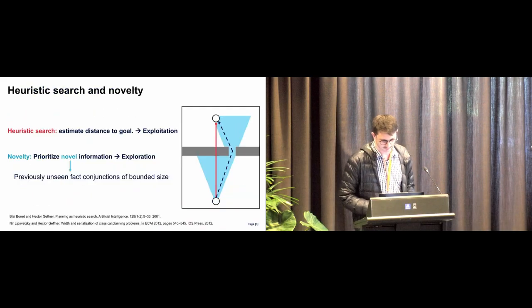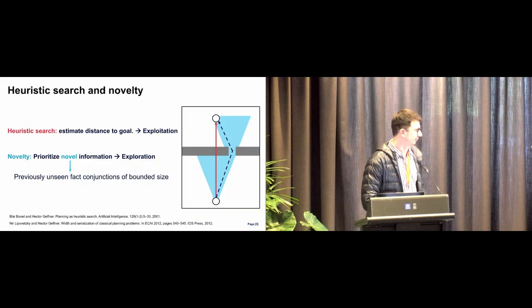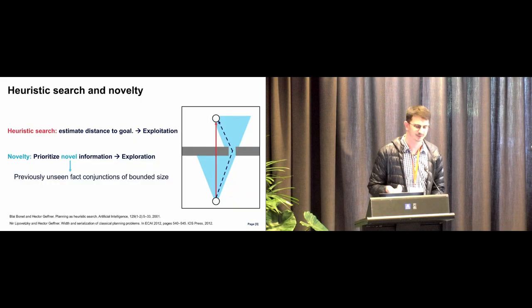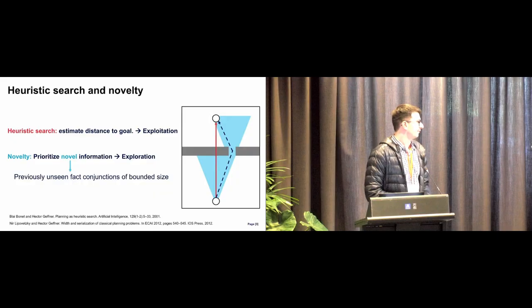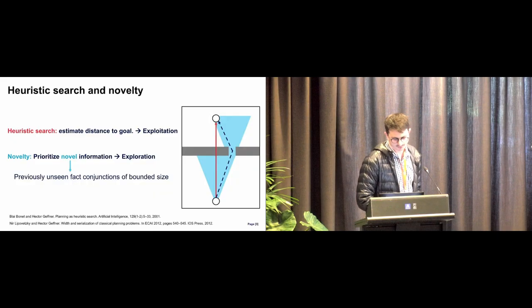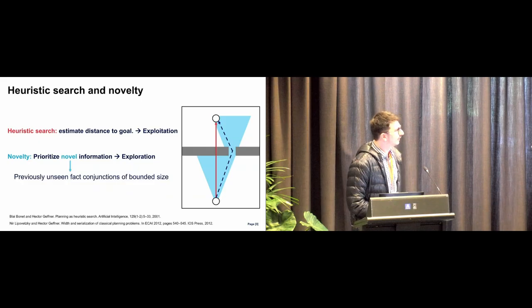Perhaps the most common way of solving these problems is through planning as heuristic search. We use heuristics that estimate the cost or the distance, if it's unit cost of actions, from a state to the goal. And in the past 10, 15 years, another approach that can be used together, and has been very effective, is that of novelty.